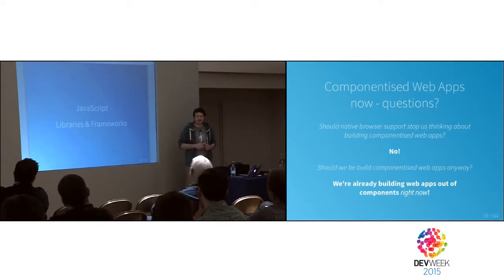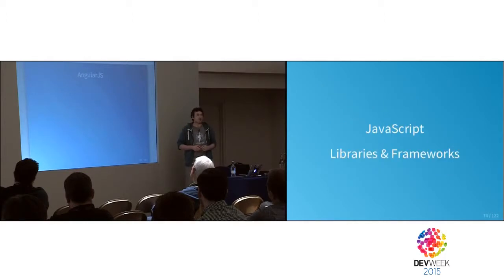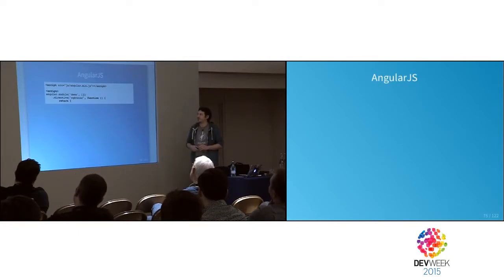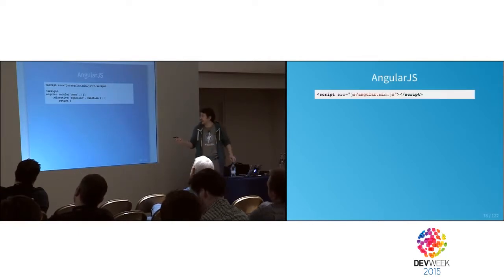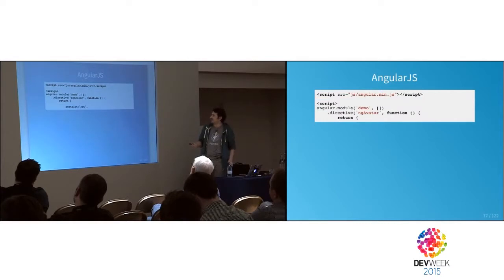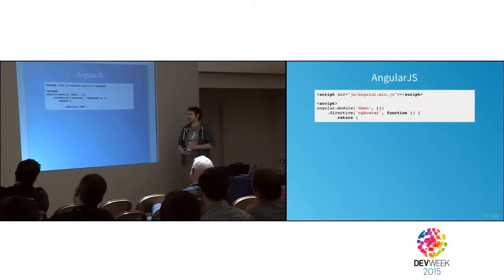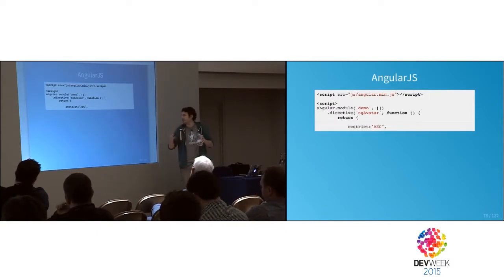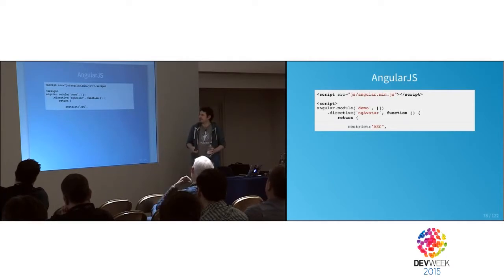Because of JavaScript libraries and frameworks. So I want to go into this and explain what I mean by that. So who's using Angular? Okay, a few people. Cool. So let's include Angular. I'm going to have a module called demo. I'm going to create a directive called ngAvatar. From that, my definition is going to say, basically, you can define this directive and instantiate it by using an attribute, an element, like a custom element, or a class.